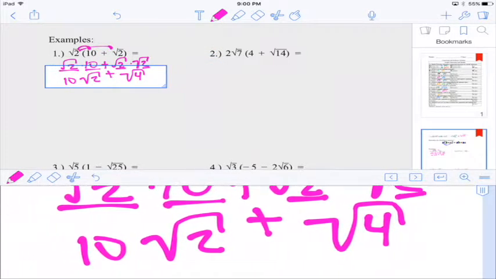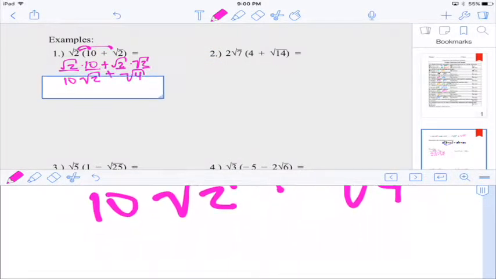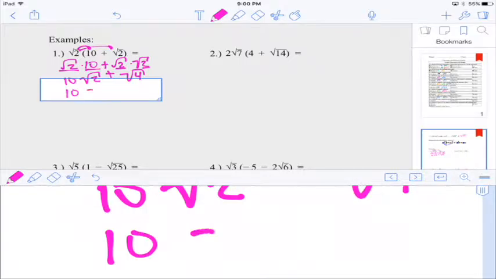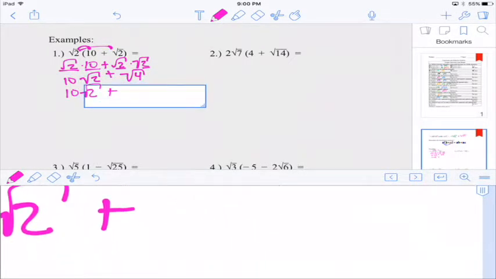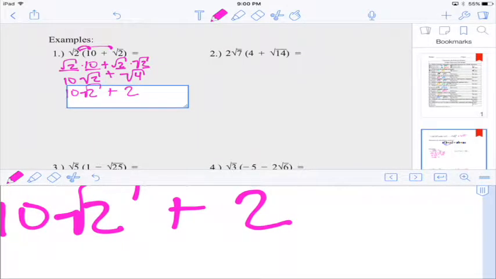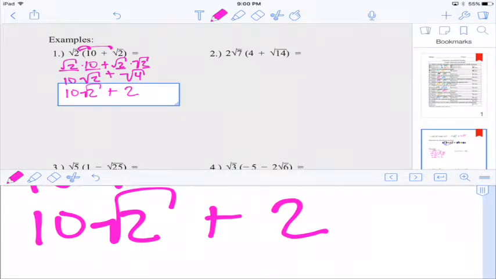Now we can simplify. Well, 10 square roots of 2 doesn't simplify. So 10 square root of 2. But the square root of 4 is 2. There we go. No more like radicals. We're all done.